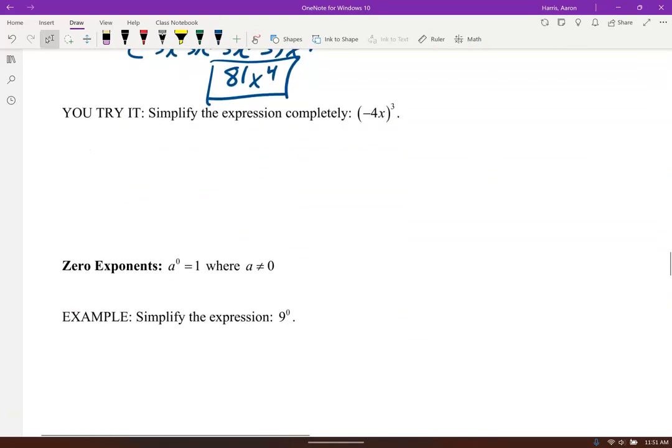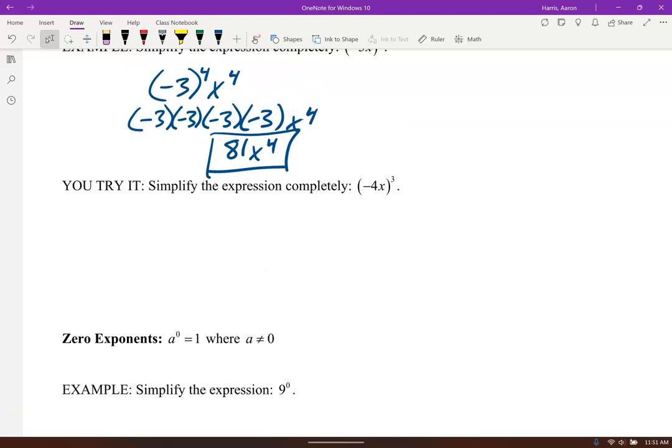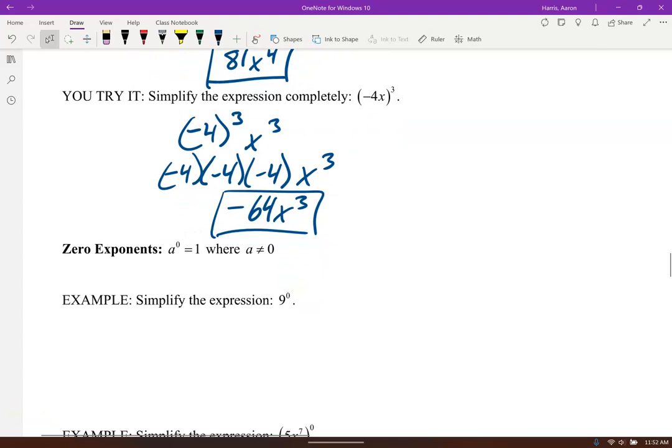You guys go ahead and do that next one right there, -4x to the 3rd. Go ahead and just type it in. This is 64, right? And 0 exponents. Anything to the 0 power, like 2 to the 0, would be 1.